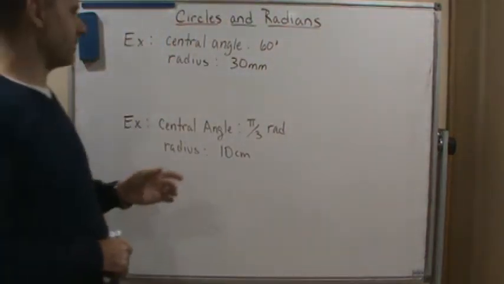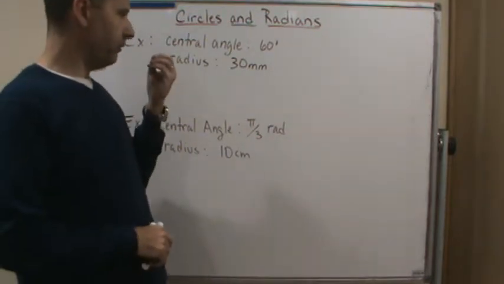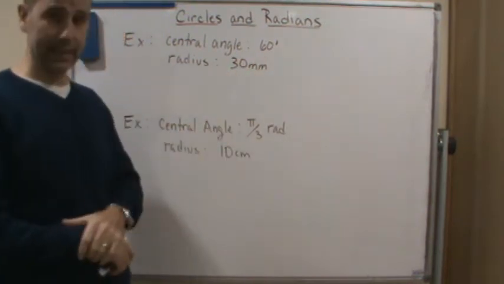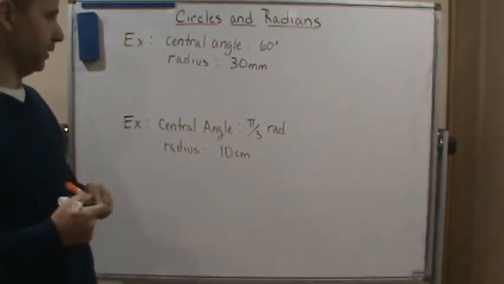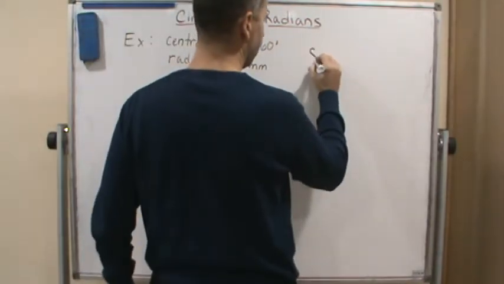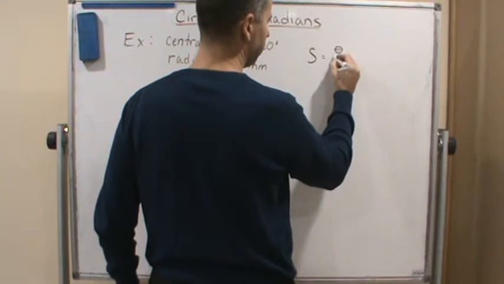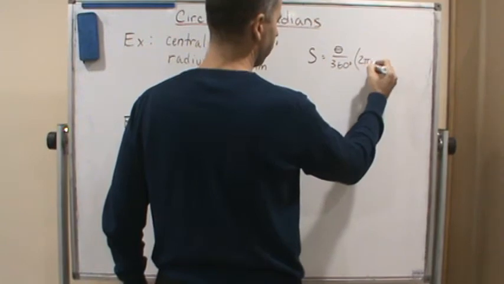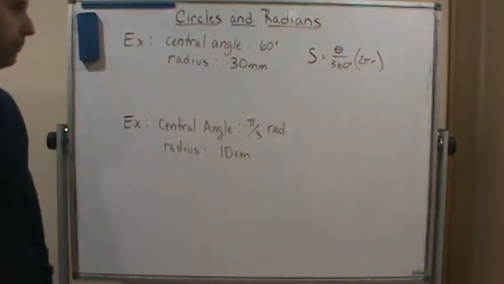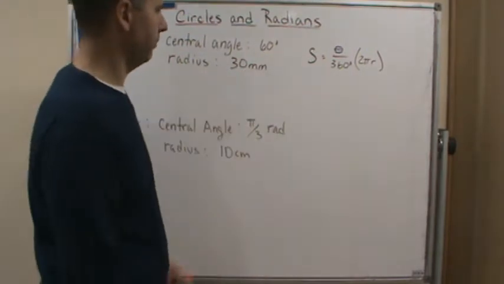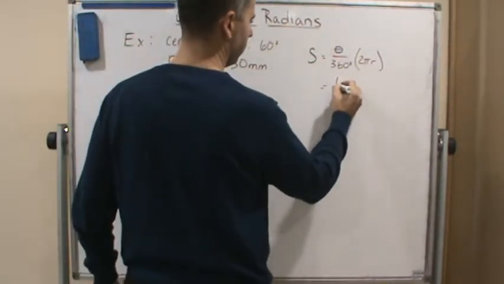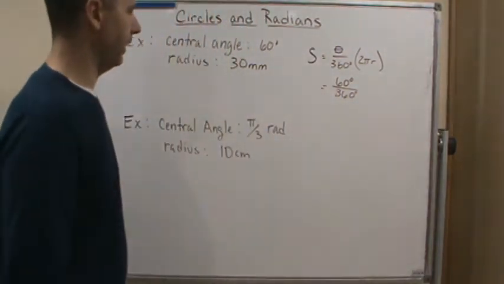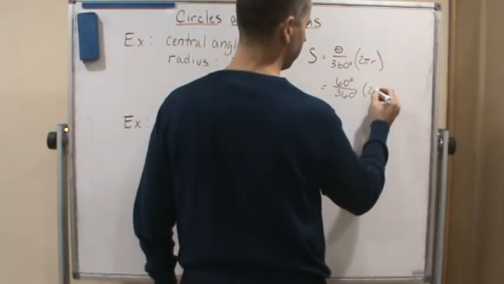The first one says find the arc length of the sector of a circle with a central angle of 60 degrees and the radius of the circle is 30 millimeters. So what we're going to do is use the formula S equals theta over 360 times 2 pi r. So this is theta, and then r is 30 millimeters.